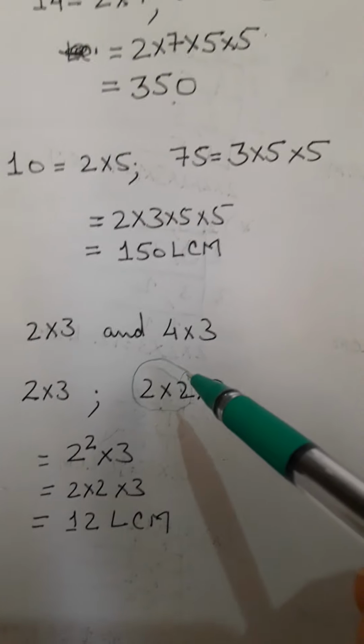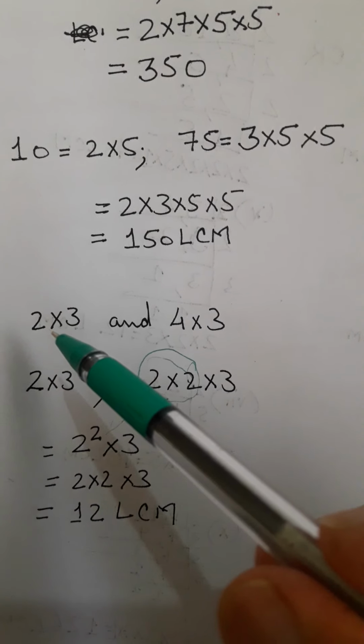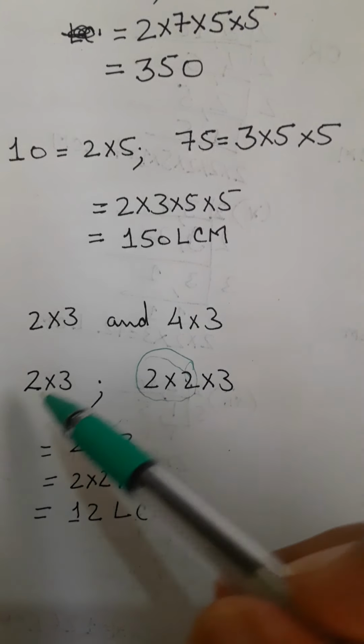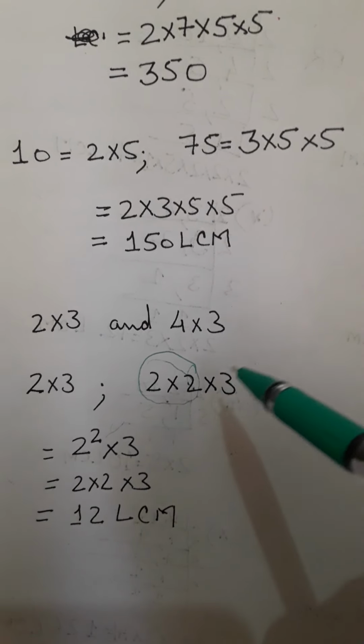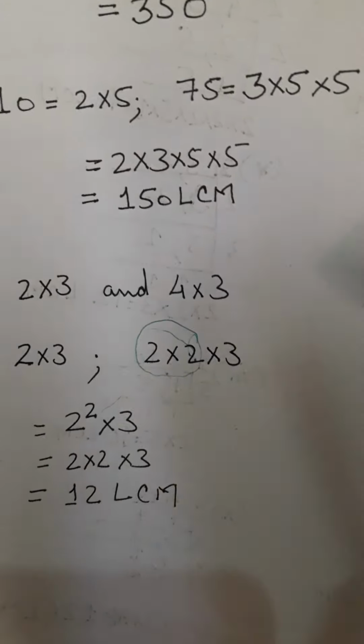Or if you want to look at it the other way, you can say 2 is here. So this 2 and this 2 are common. And the one 2 that is uncommon will also come down, and 3 will also come down. So 12 is your LCM.